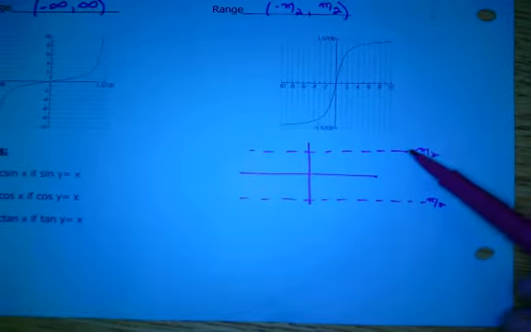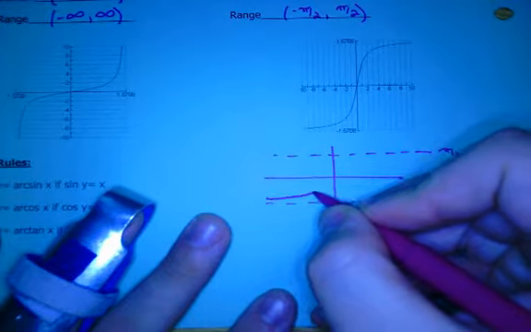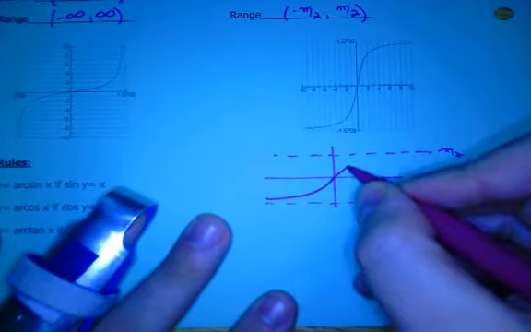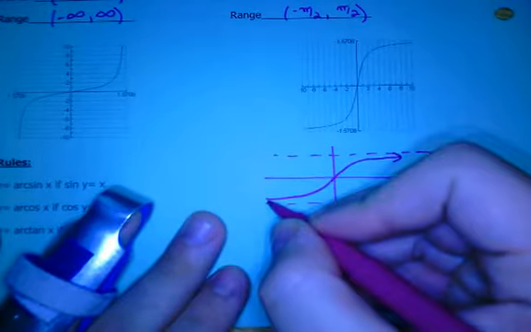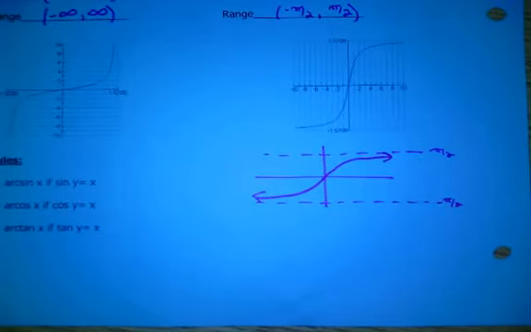Okay, so this is pi/2, this is -pi/2, and then the graph looks like this. So arctan has two horizontal asymptotes. Okay, well, I'm drawing the asymptotes. I like this better.